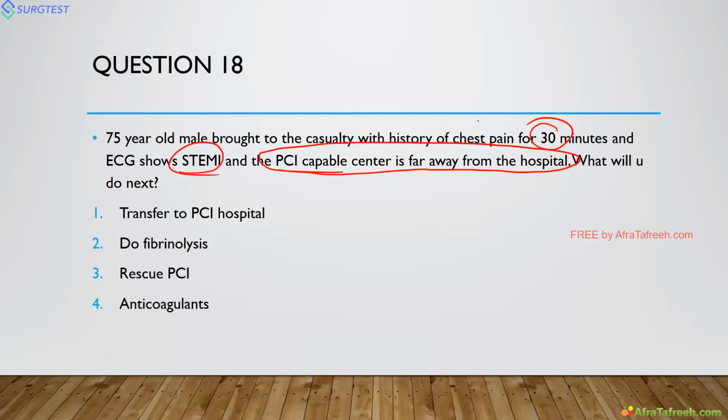So very good. Most of you answered correctly. We will discuss this one. So, a 75-year-old male, chest pain for 30 minutes, ECG shows STEMI. PCI capable center is very far. So what will you do next?